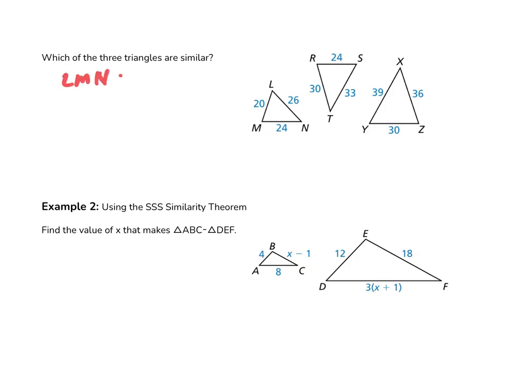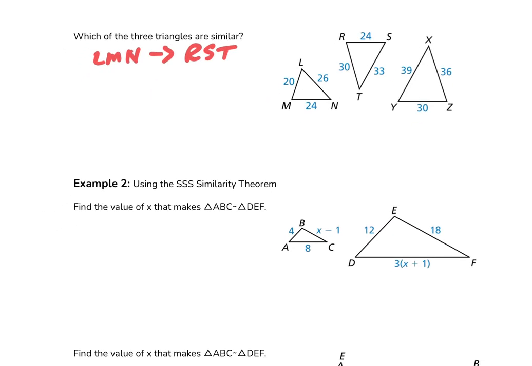Let's compare LMN to RST. Biggest side on LMN is 26. Biggest side on RST is 33. Medium size is 24 over 30. Okay, and I could go ahead and do the third side as well. But here's what I'm going to talk about.